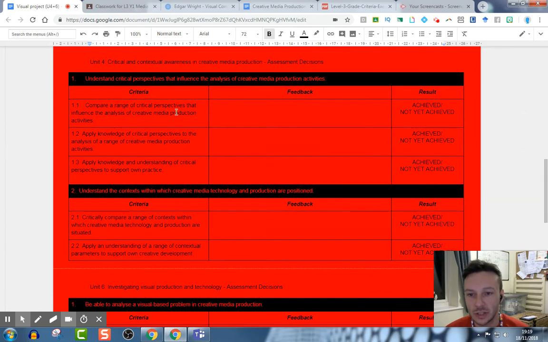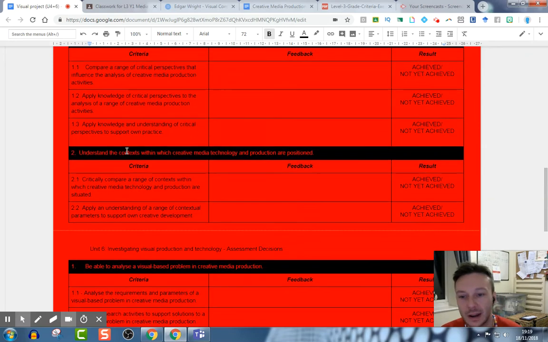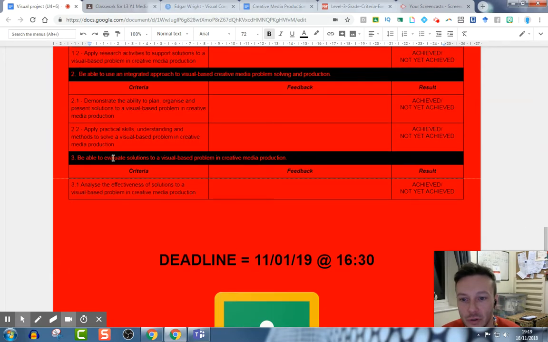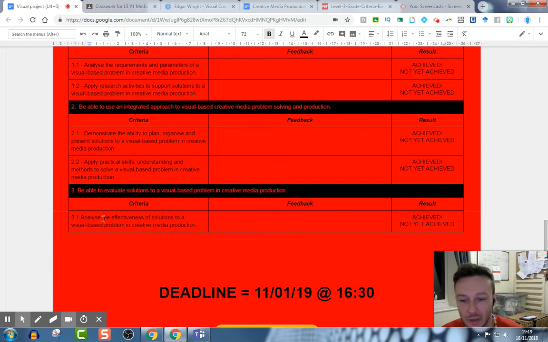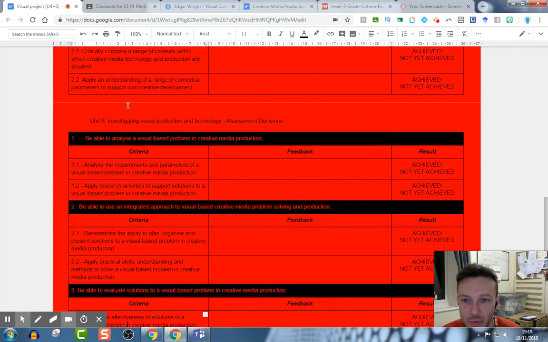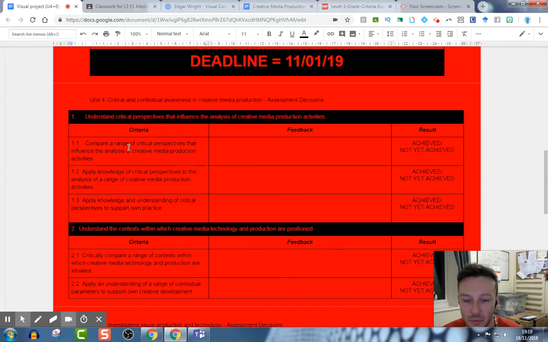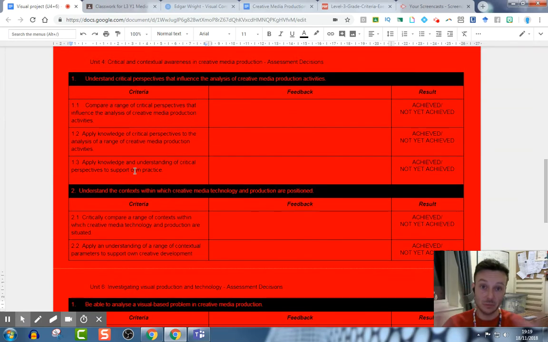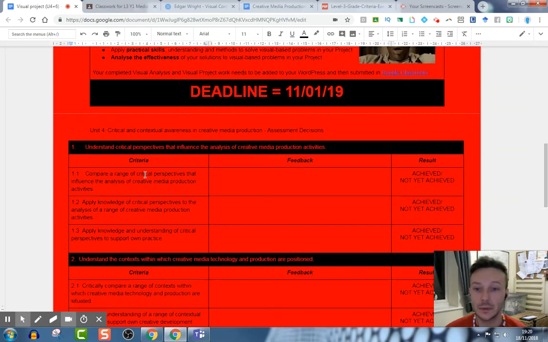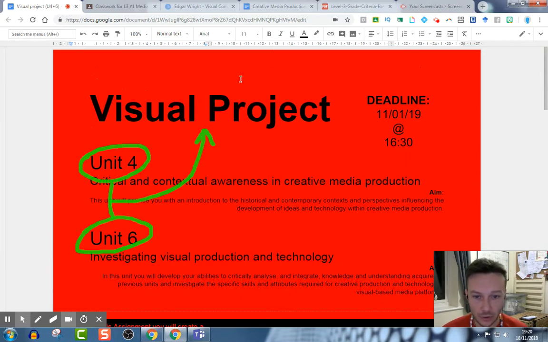So within the criteria for Unit 4, critical and contextual awareness, it asks you to look at critical perspectives, analyse, and then if we look at the criteria for Unit 6, there's a lot of analysis of creative media productions here. And yeah, you can see there's just overlap here between the two units. So rather than make you do the same thing twice, it just made sense to put them together so there can be a streamlining of your workflow.